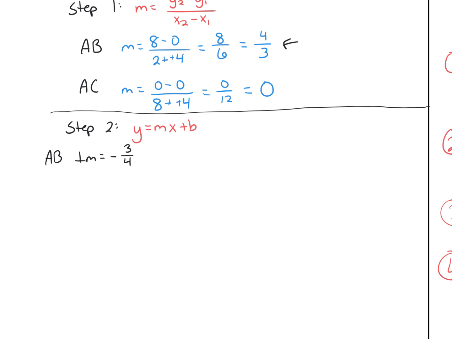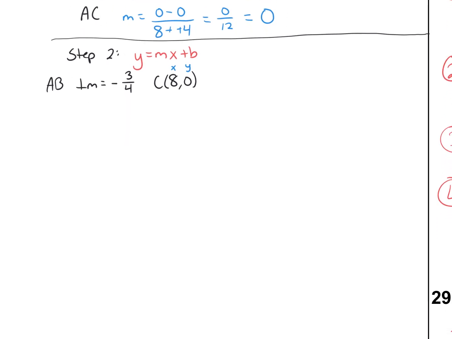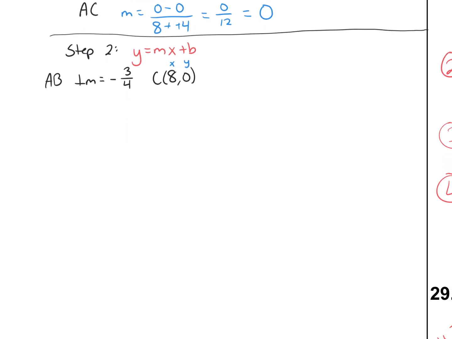C. I'm going to use the one not involved, which is C, and C is (8, 0). Do I have enough information to use this? Yes. Remember, this coordinate is always in terms of x, y. So what is my y value? 0 equals negative 3/4 times 8 plus b.